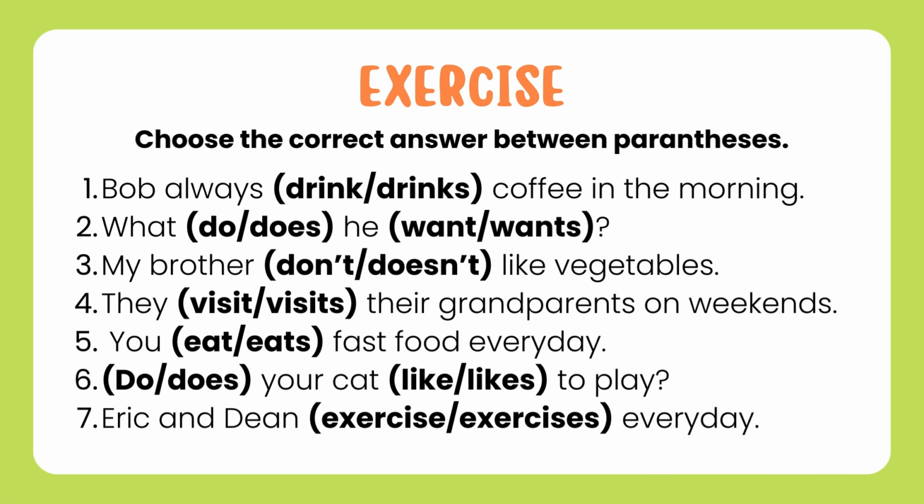Now it's time for an exercise. Let's see how much you gathered today. Choose the correct answer between parentheses. Bob always drinks coffee in the morning. Which one? Drink or drinks? What is the subject here? Bob, correct. It is a name, so we have to add s to the verb. Drinks it is. Great. Bob always drinks coffee in the morning.